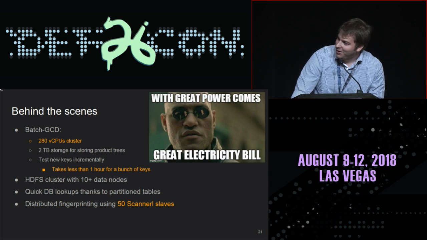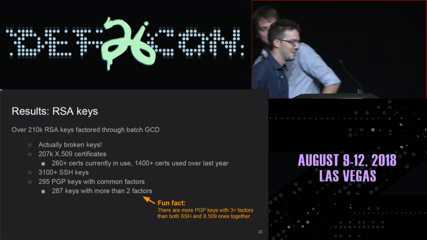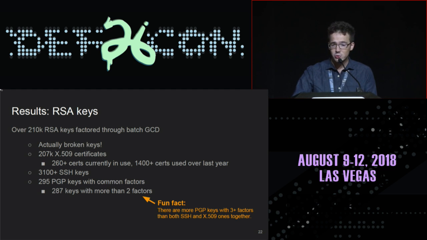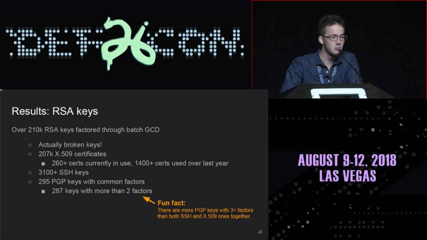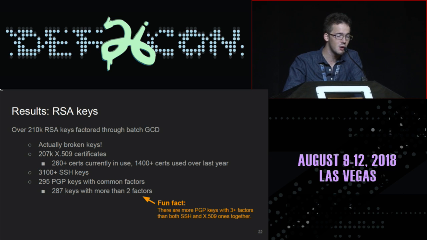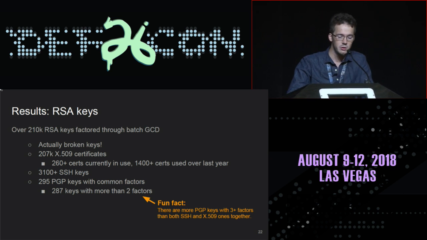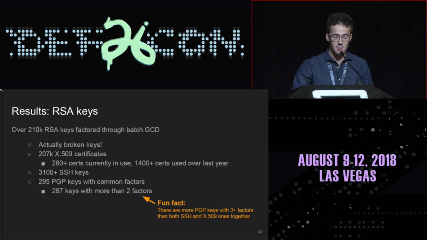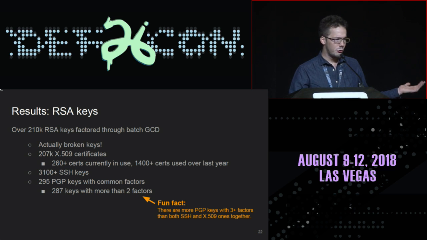So, Yolan, what good results and cool stuff have we found? Well, we've broken a few keys, like 210,000 keys. Most of them were certificates, but some of them are actually in use today, so we could perform man-in-the-middle attacks against these websites really easily and passively. And 3,000 SSH keys, most of them host keys, so that again allows man-in-the-middle attacks.